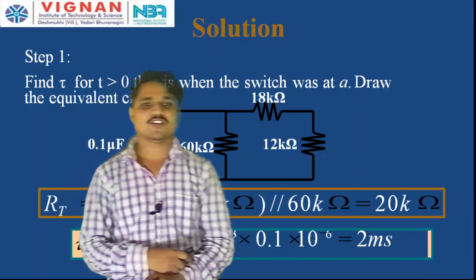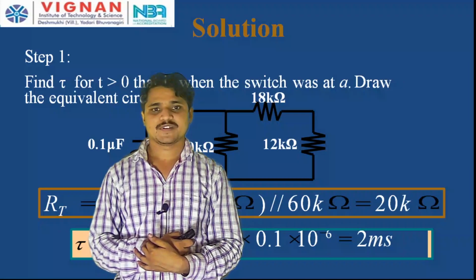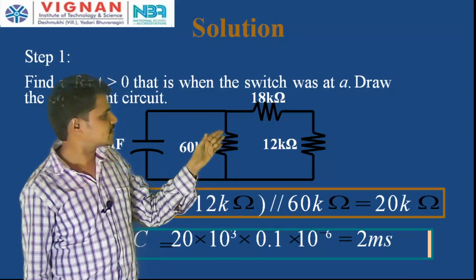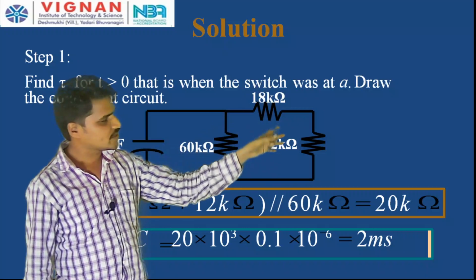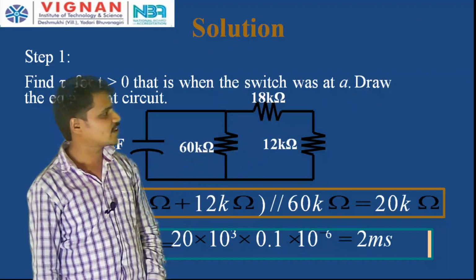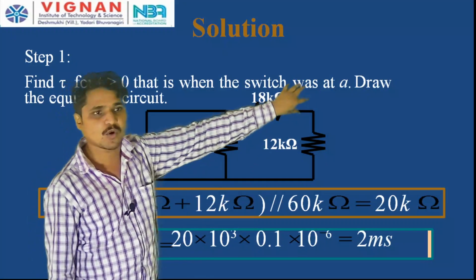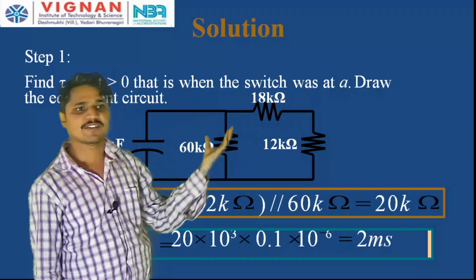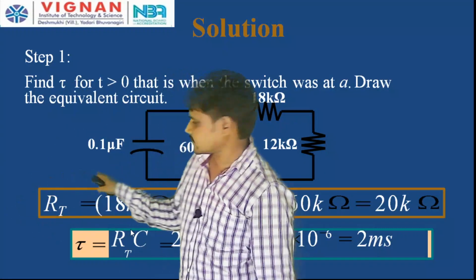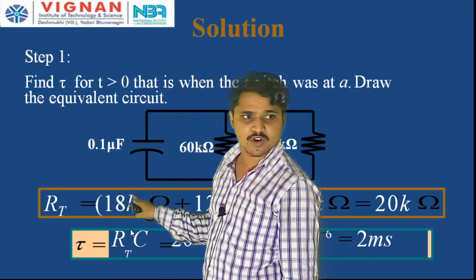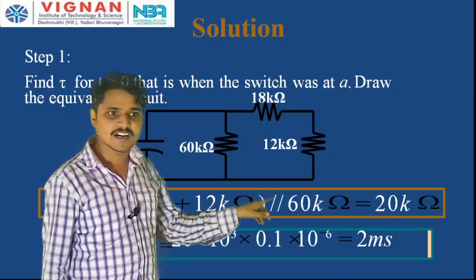Before finding the time constant, first let us find the equivalent resistance. If you see the circuit, these two are connected in series, 18 kilo ohm and 12 kilo ohm. What is the equivalent resistance? 18 plus 12, that is 30 kilo ohm. This 30 kilo ohm combination is in parallel with this 60 kilo ohm resistor.